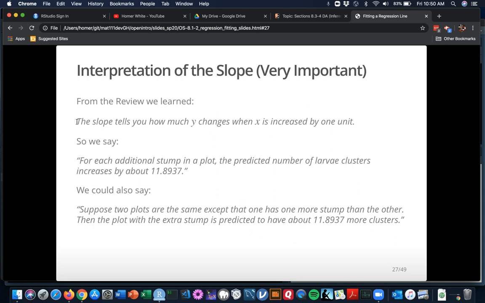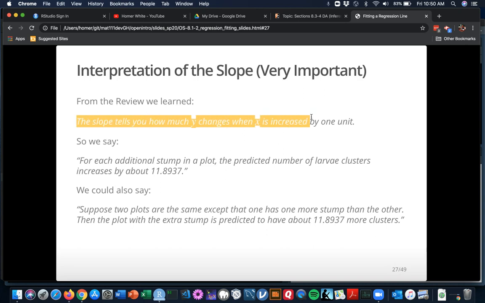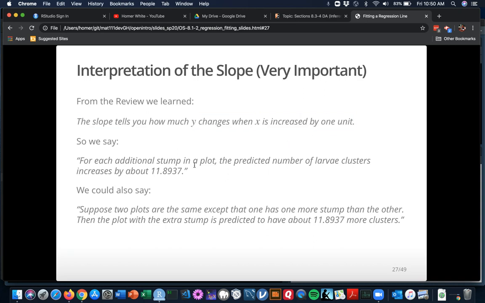Now, interpreting the slope of a regression line is very important. To figure out how to do it, you fall back on what you remember from algebra and what we just reviewed. The slope of a line tells you how much y changes when x is increased by 1 unit. So when we look at this regression line that we've got, we could interpret its slope like this.